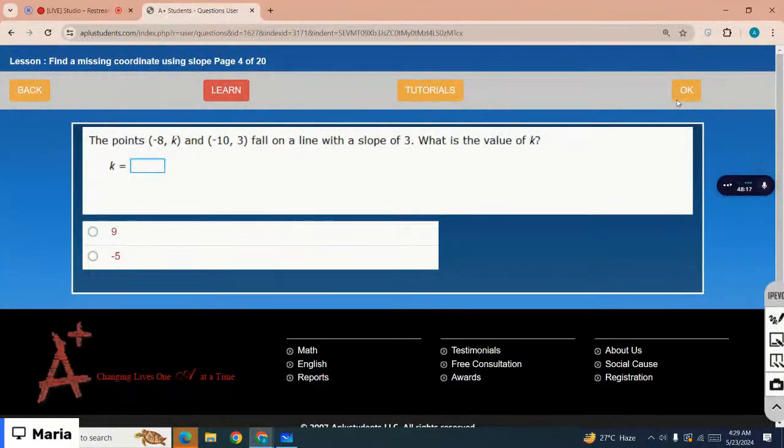The points (-8, k) and (10, ...) fall on a line with a slope of 3. What is the value of k? Which is the correct option?